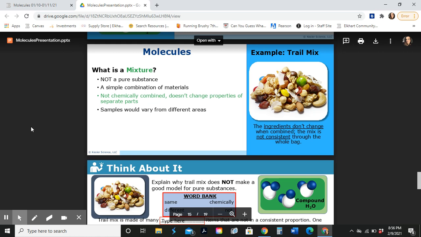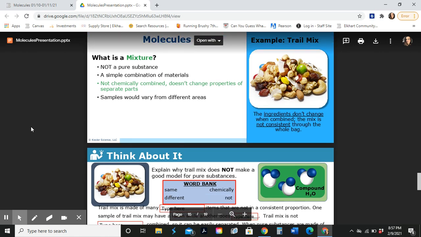What is a mixture? Not a pure substance. It is a simple combination of materials. It's not chemically combined and doesn't change the properties of the separate parts. Samples would vary from different areas. The ingredients don't change when combined. The mix is not consistent through the whole bag. For example, like a trail mix.